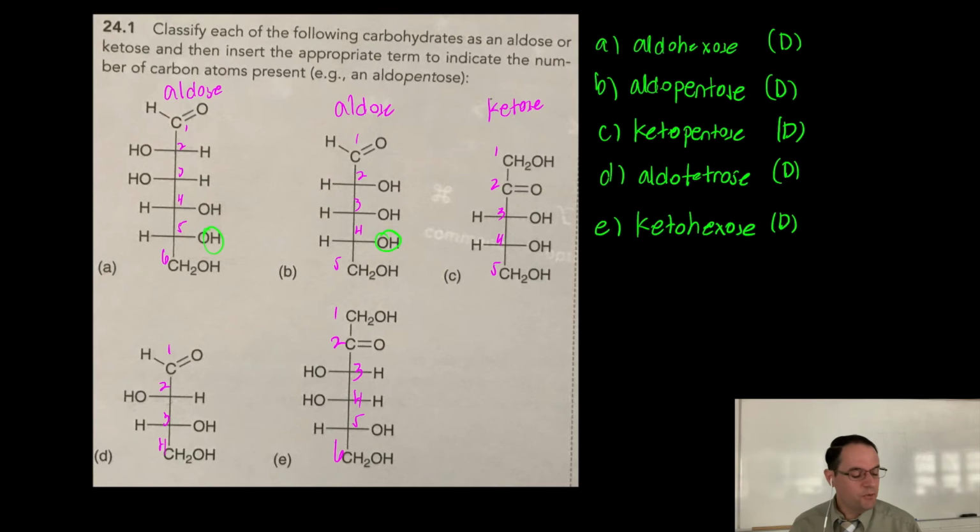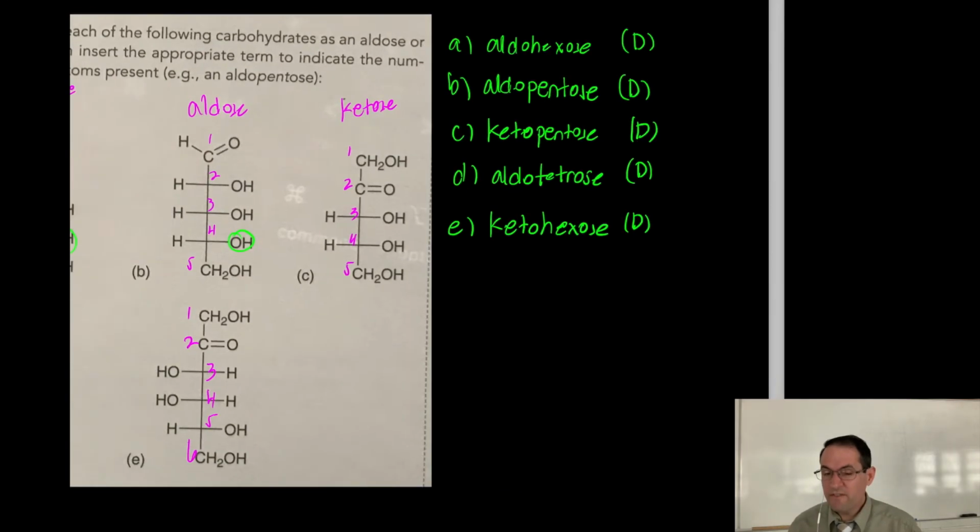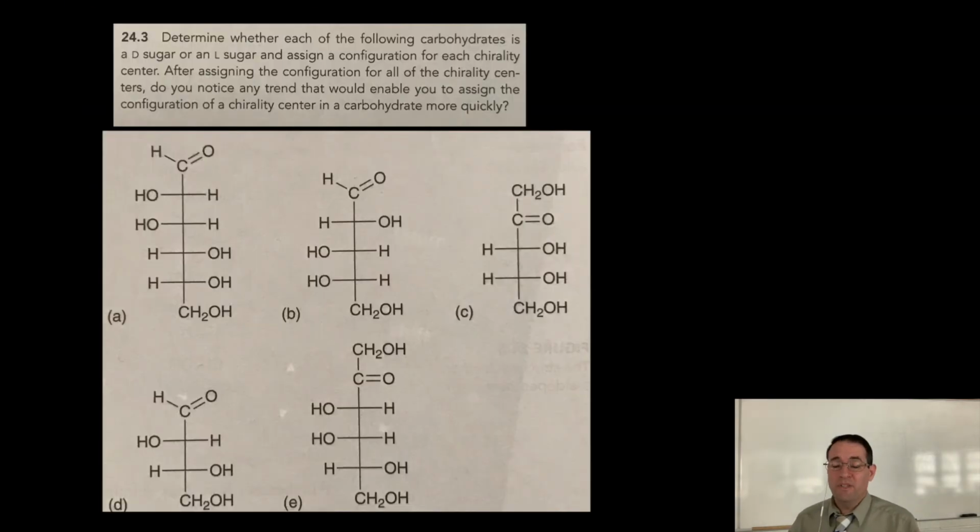Let's go ahead and do part 24.3. Problem 3 asks us to determine if it's a D or L sugar. Let's do that first, and then we're supposed to answer the second part of the question. So right here, this is a D sugar.